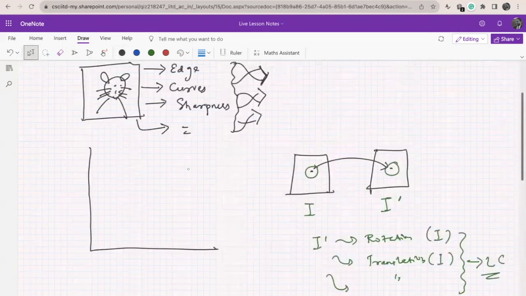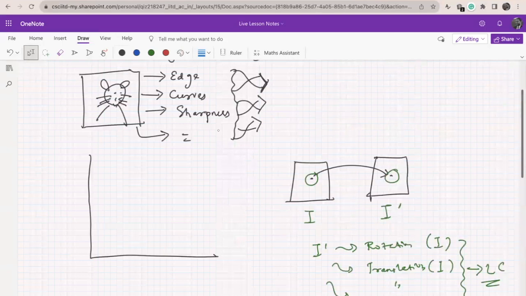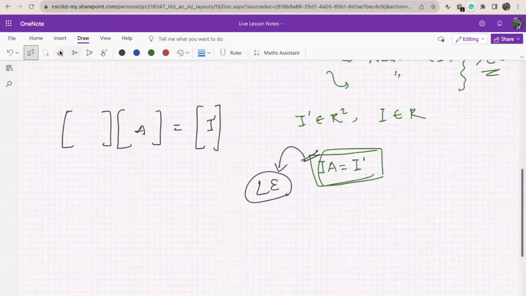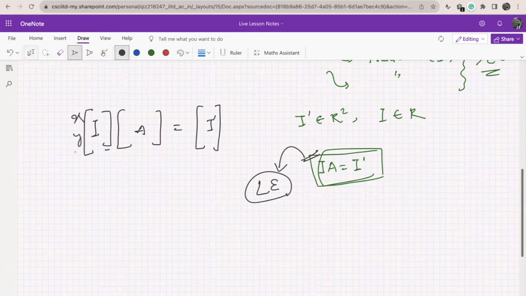And this is not a matrix actually. This is a column vector. I is a column vector, because it will contain the values x, y, and one here, and x dash, y dash, and one. Okay. This will contain all the values.